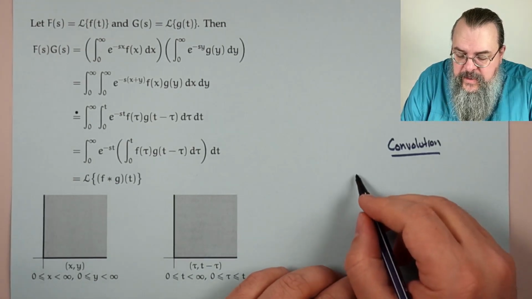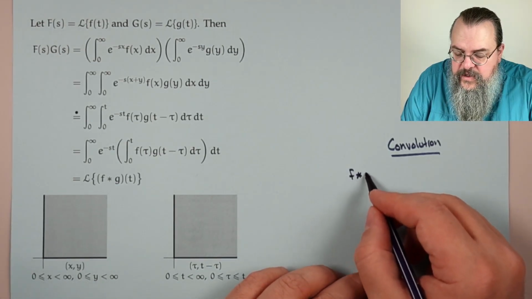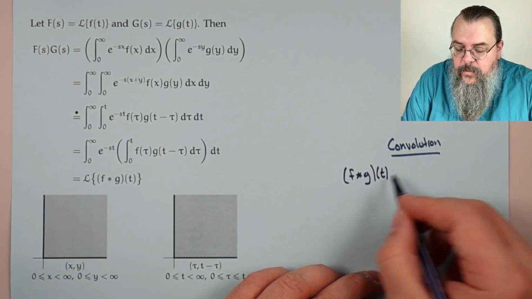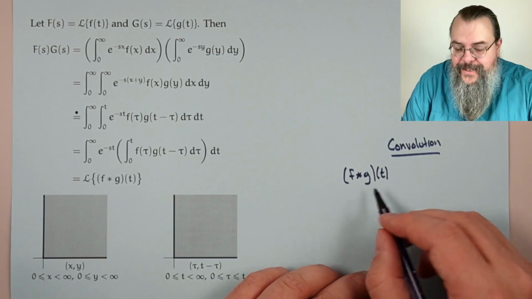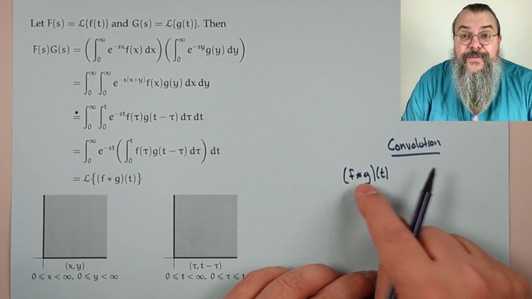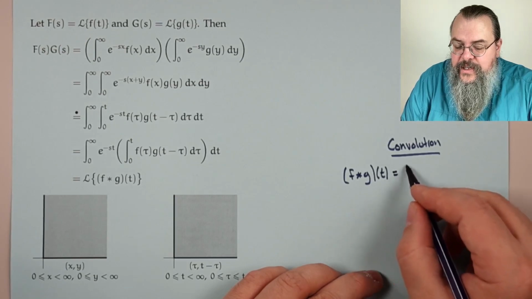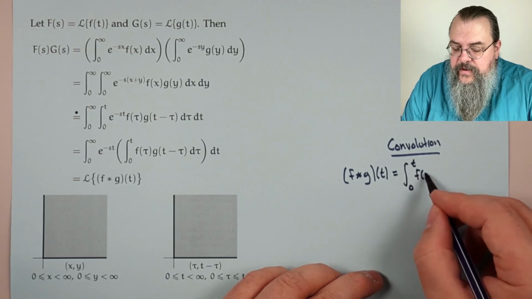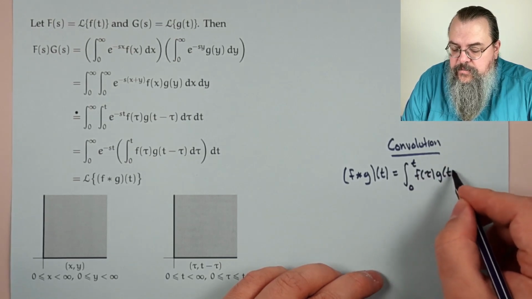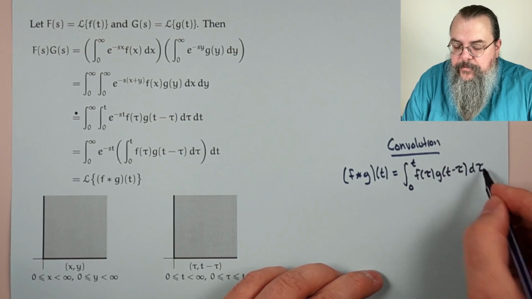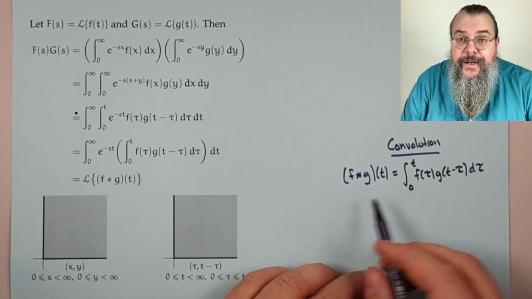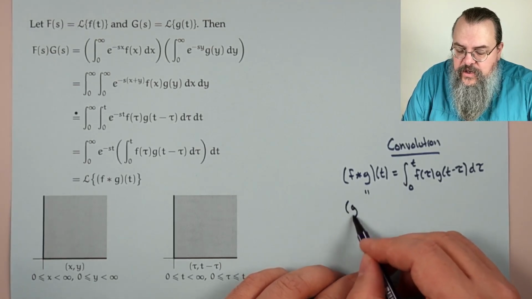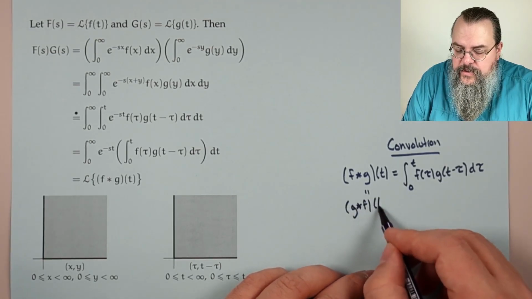We say that f star g, so we have 2 functions f and g, and we're going to create a new function called f star g. And the star here you should think of as multiplication because it is a multiplication of sorts. It's the integral from 0 to t of f of tau g of t minus tau, d tau. Now, you can, by a quick change of variable, show that f star g is the same as g star f, so it doesn't really matter which order you do this in.